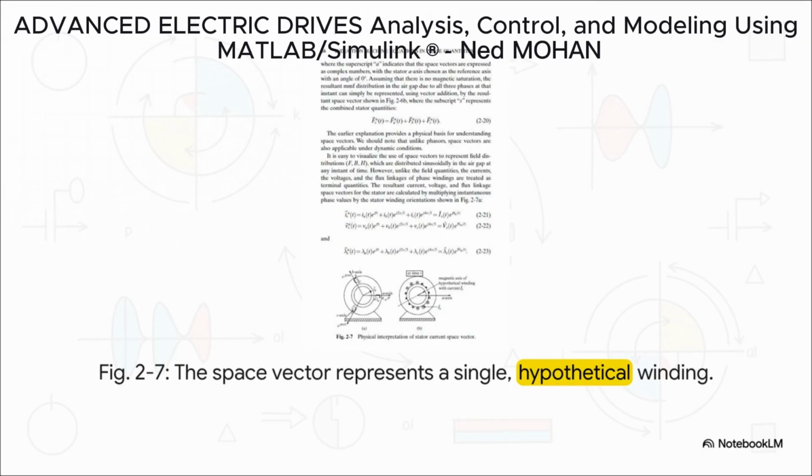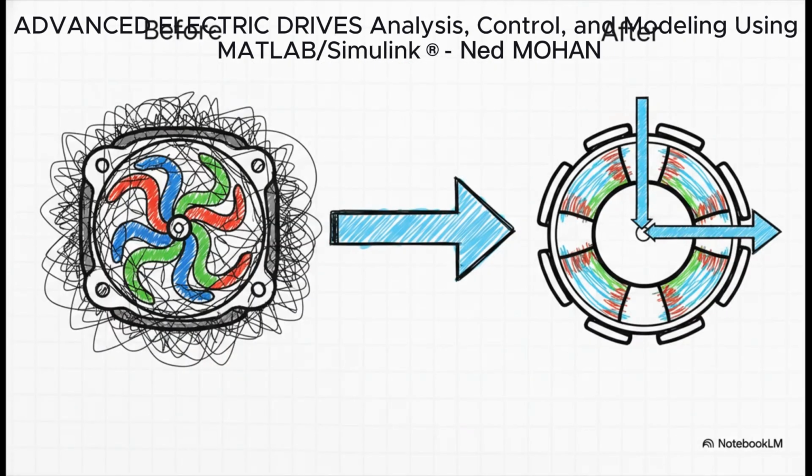Look at figure 2-7b here. It helps us see exactly what's going on. That stator current space vector physically represents the MMF you would get from a single hypothetical winding. Just imagine for a second that instead of three coils, you had just one, and that one coil produced the exact same magnetic field as all three phase windings working together. That's it. That's what our space vector represents. So here's the crucial takeaway. This is the whole point.